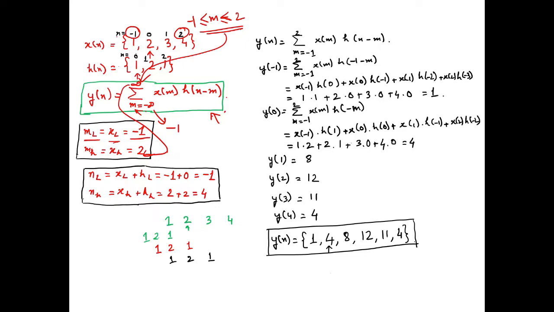Now we have to find the other variable n. What would be the limit of n? In what range will we vary n? The m value you have understood: it comes from the index range of x[n], that is, ml and mh come from xl and xh. What about n? The n value would come from both x[n] and h[n].